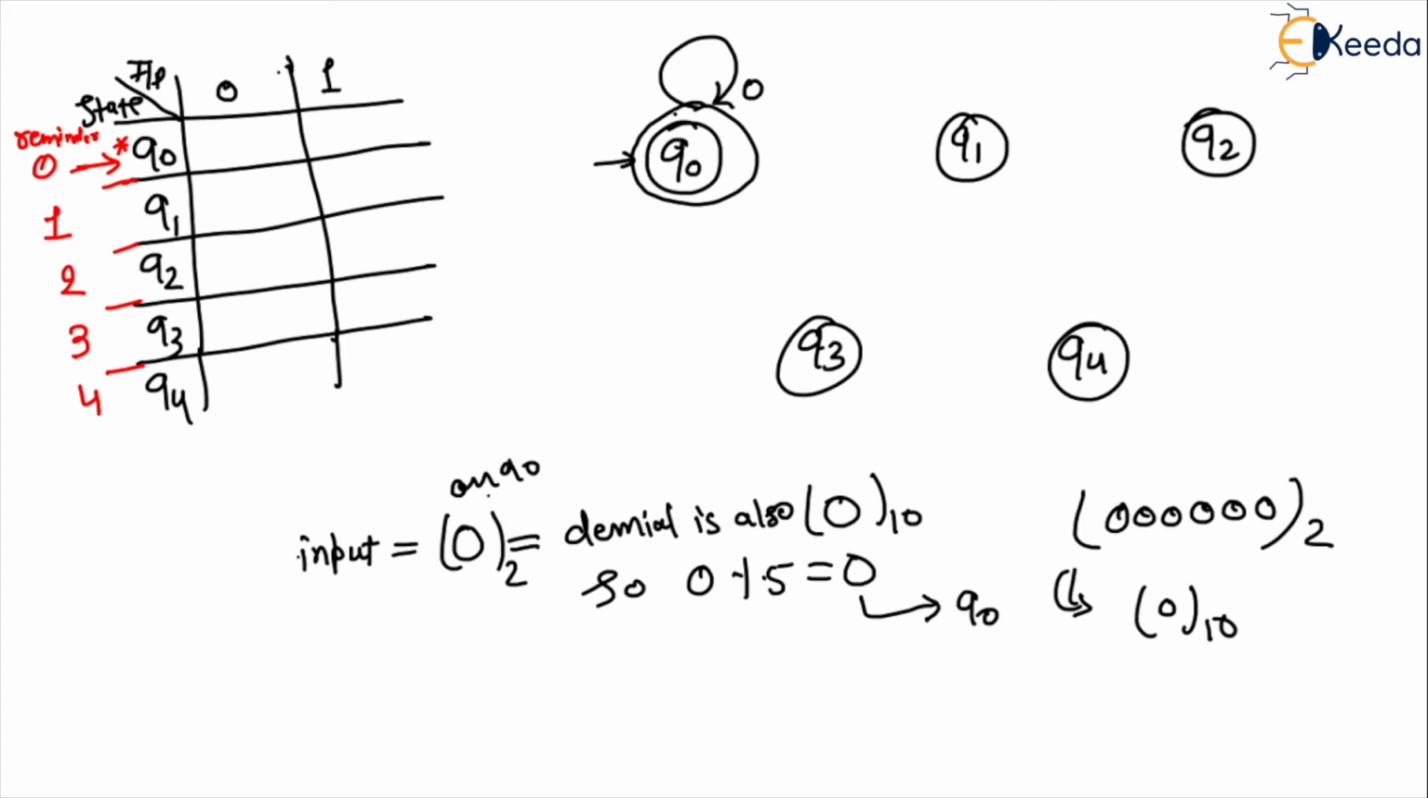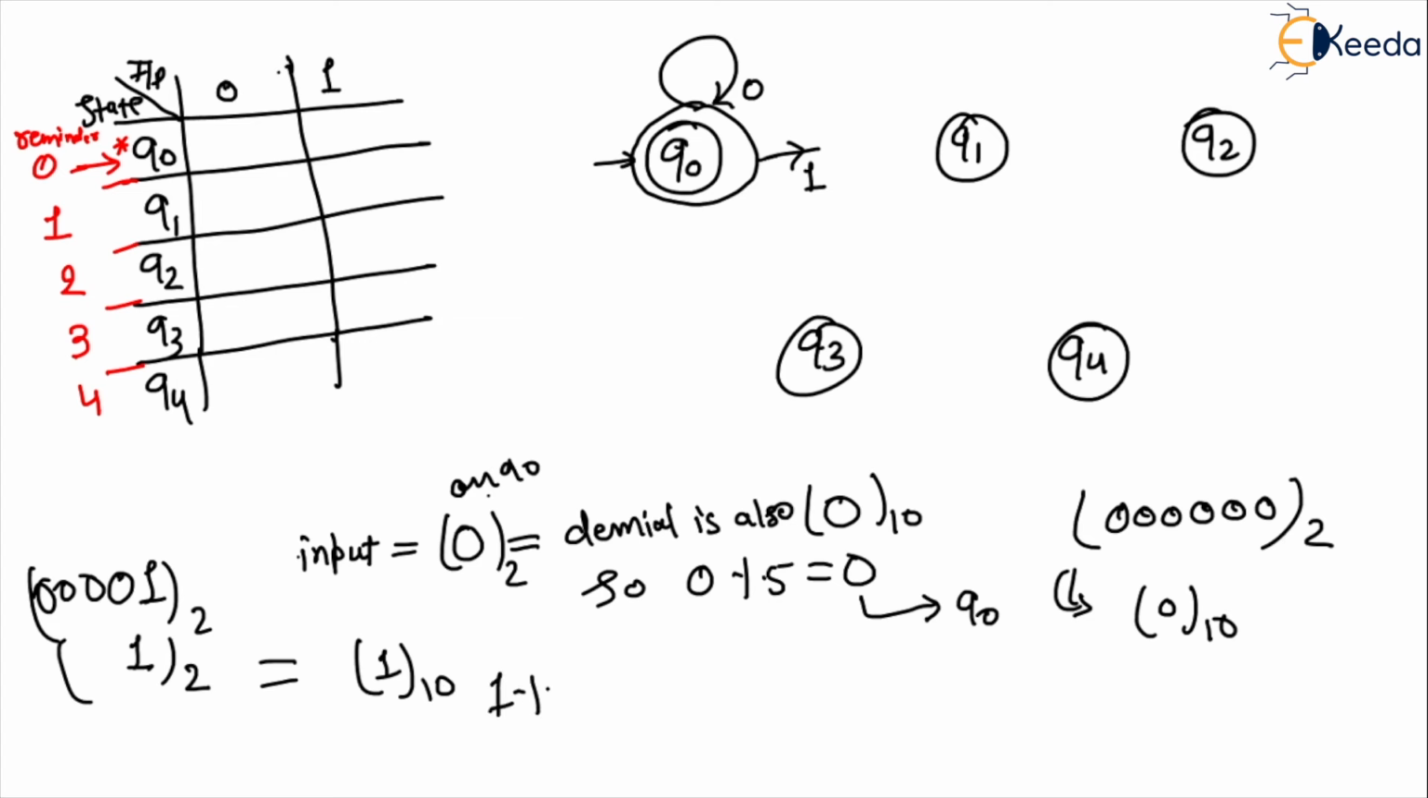Got it? So Q0 accepts all zeros. Now what is the string when you apply the input 1 on the state Q0? The string becomes 0 1. If you apply any number of zeros before any binary string, there are no changes in the decimal. So you can directly write down 1. In binary 1, the decimal is also 1. So 1 mod 5 is 1. That means when you apply input 1 on Q0, it goes to the Q1 state. That's it.